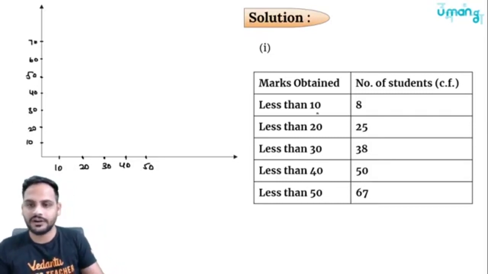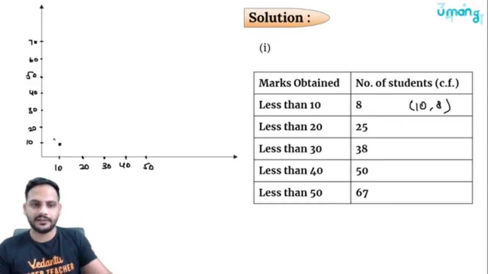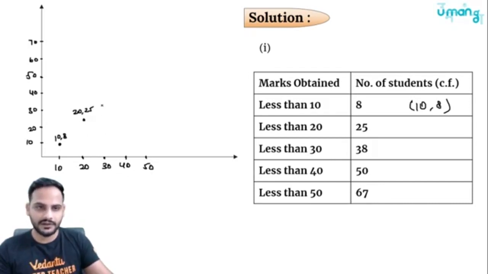The first coordinate which I will be putting is 10, 8. X coordinate 10, y coordinate 8 will be somewhere over here. Then 20, 25 will be between 20 and 30. Then 30, 38 will be just below 40. So this will be your 30, 38.